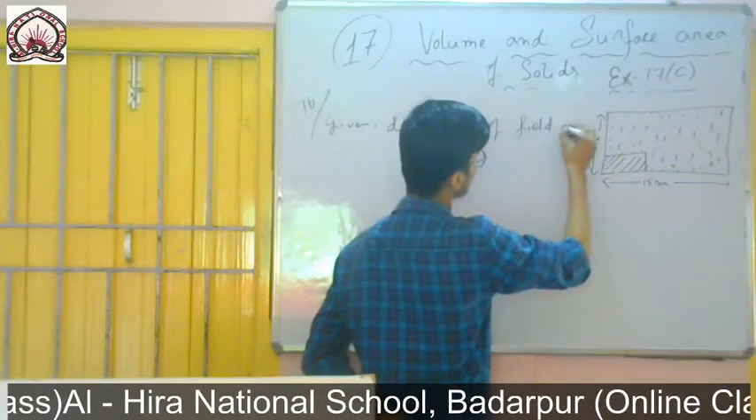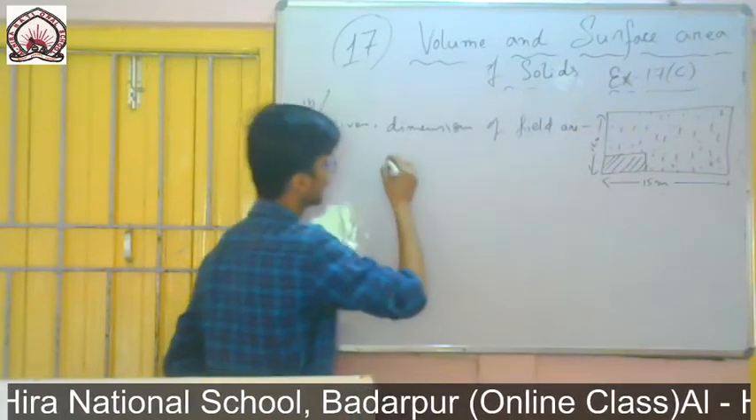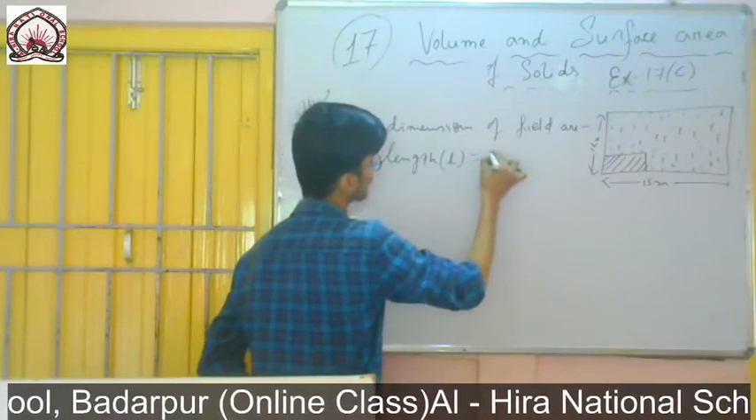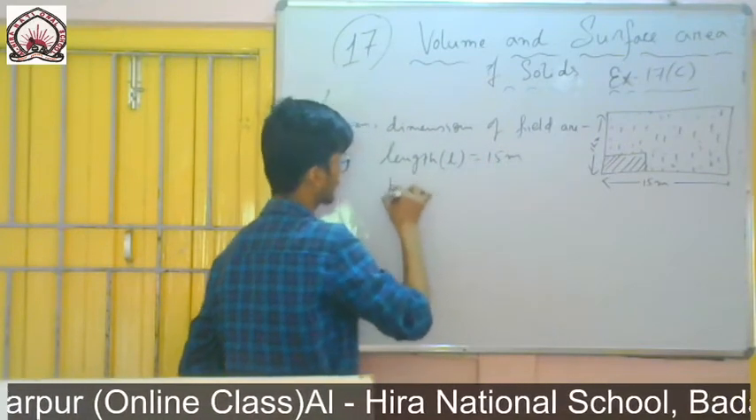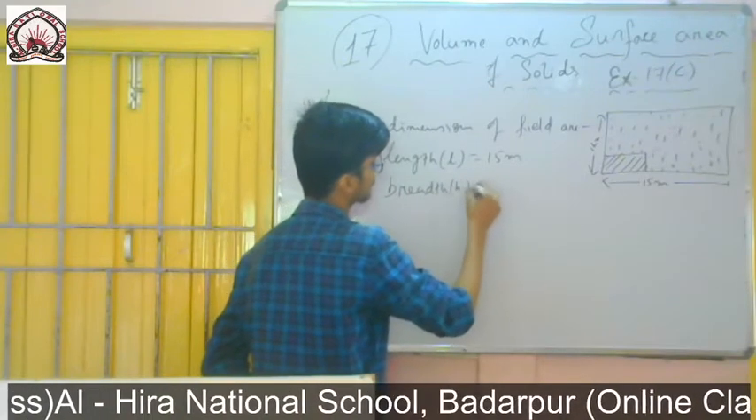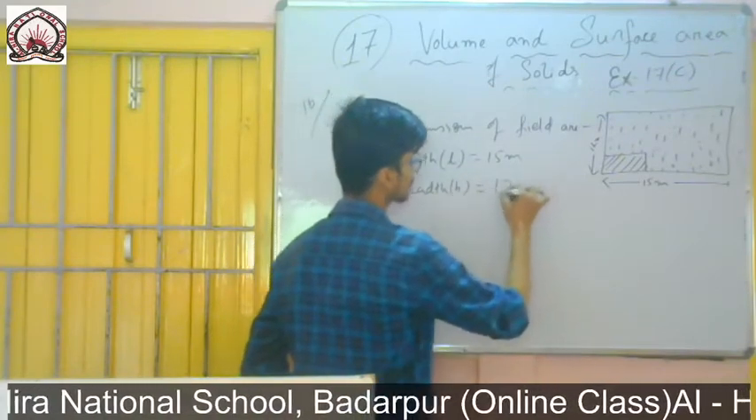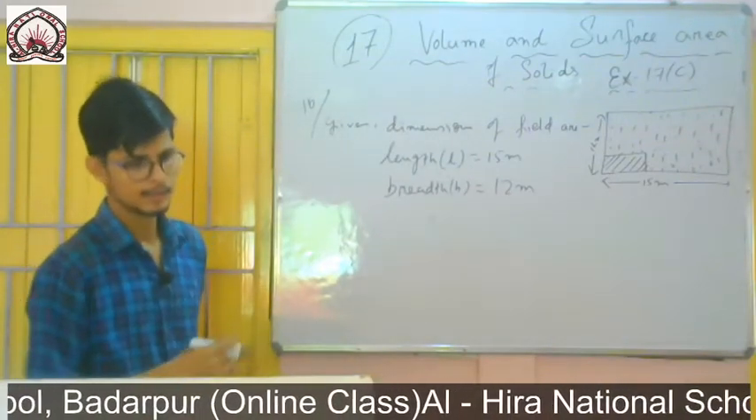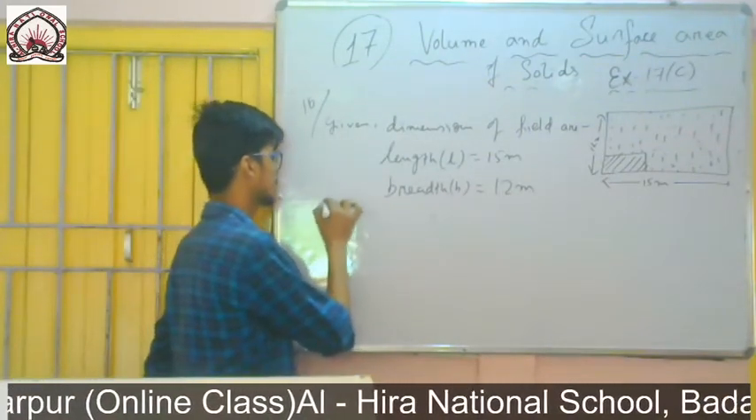Given dimensions of the field are: length L is given as 15 meter, breadth B is given as 12 meter. Length and breadth are given. So now I can find the area of the field.